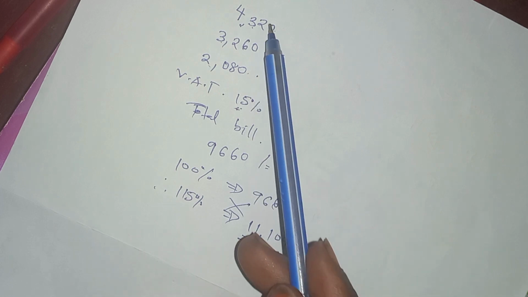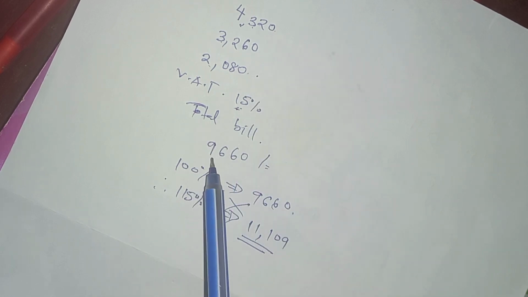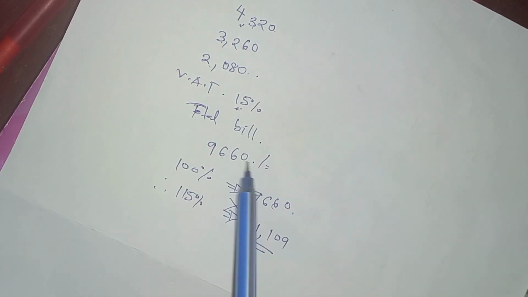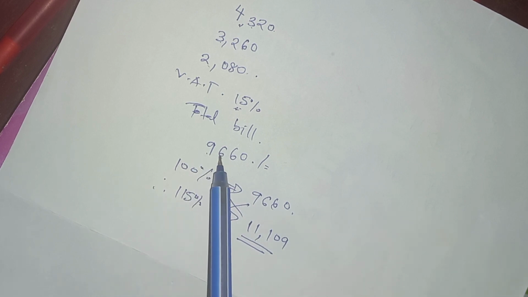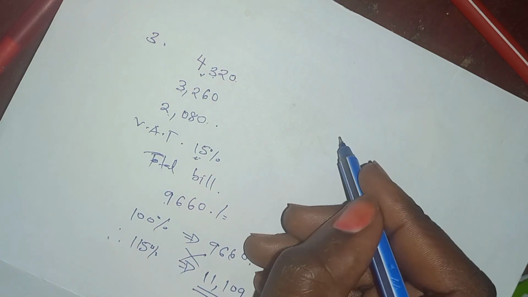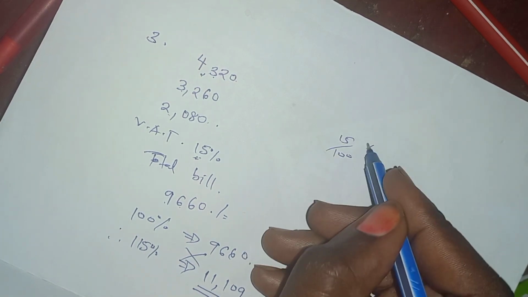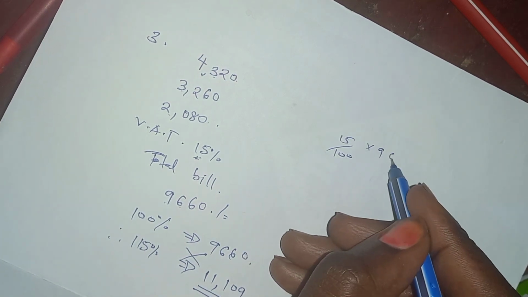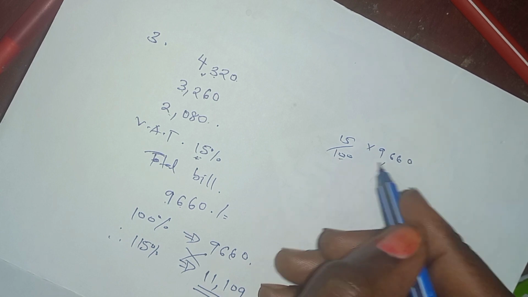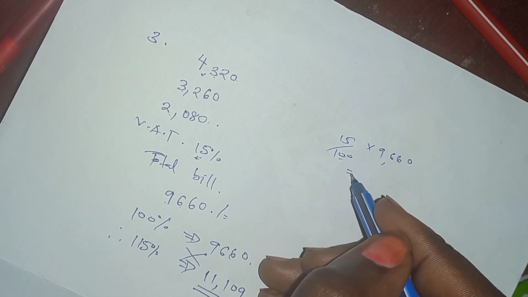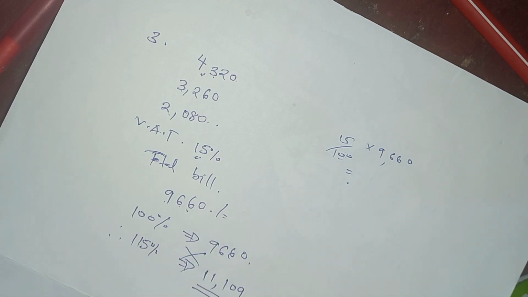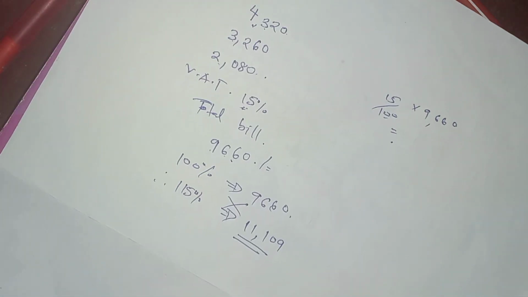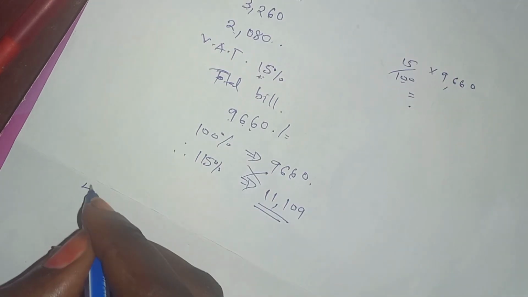Alternatively, you can add all this, get 9,660, then calculate 15% of 9,660. So you'll say 15 all over 100 of 9,660. What you will get here, you will add to this. That way you'll still get the answer. Let's look at number 4.